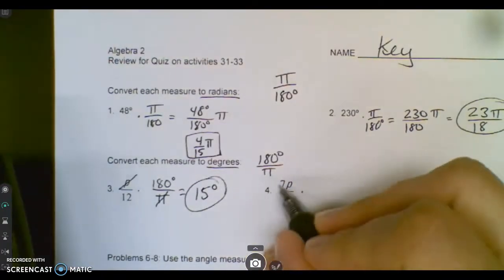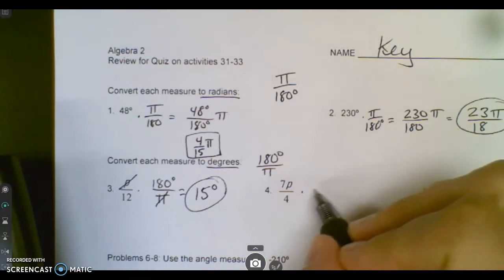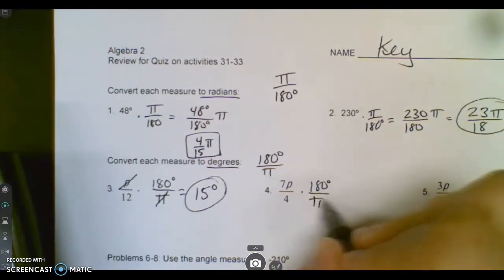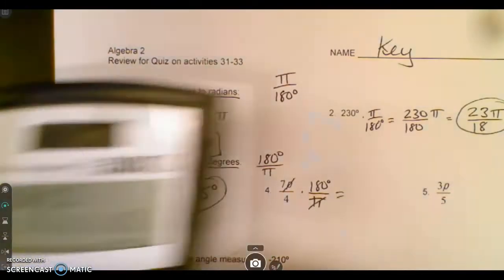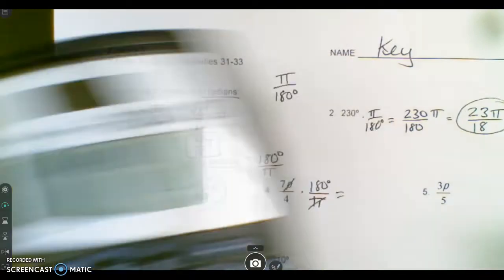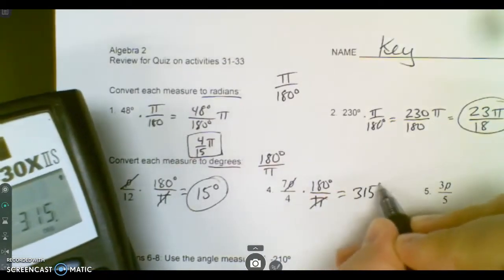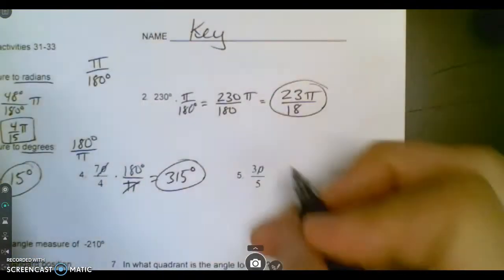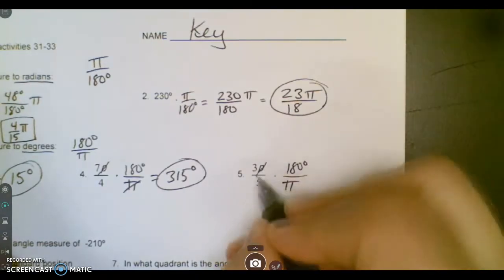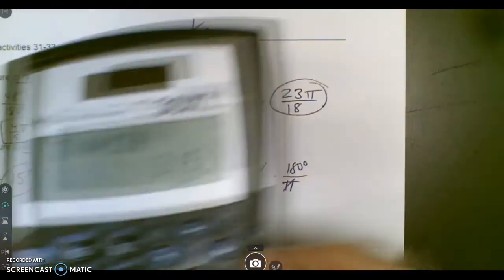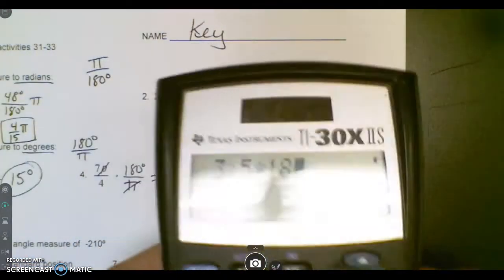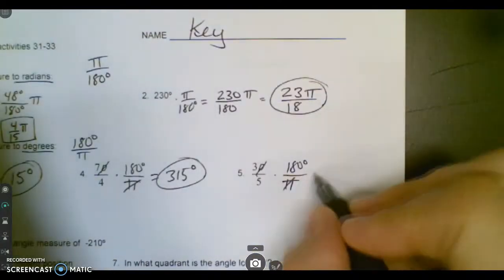Same here, 7 pi over 4 times 180 over pi. The pi's cancel. You're really just doing 7/4 times 180, which is 315. That's one on our unit circle. And then the same idea here. You just have to remember to do 180 over pi, because it's 3/5 times 180. Easy peasy, 108.